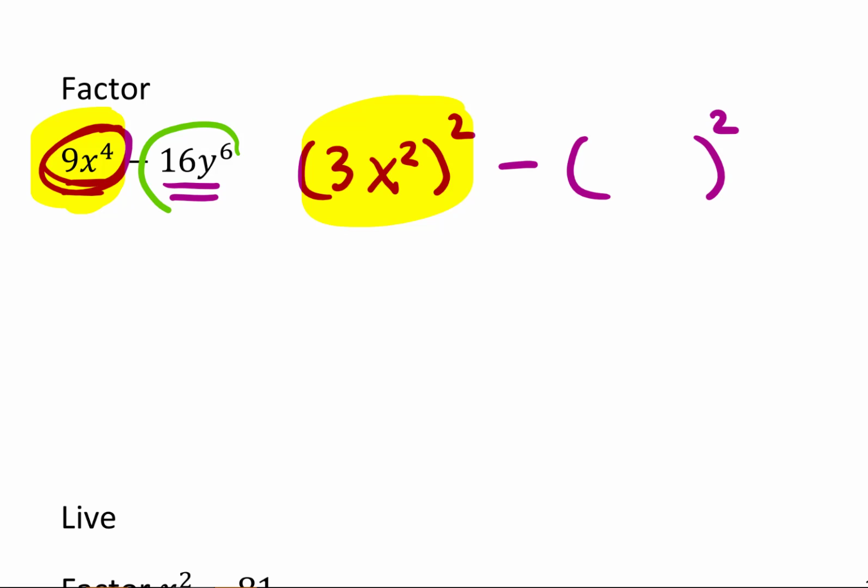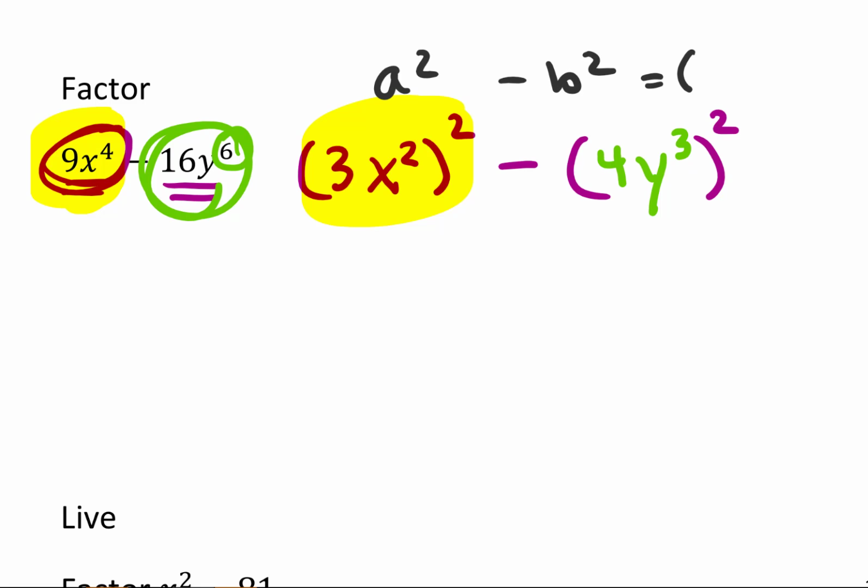Then I'm going to take 16y to the 6. So I have 4, because 4 squared is 16, and y cubed, because if I multiply the exponent of 3 and the exponent of 2 together, I get the 6, which is in the original question. So the formula is a squared minus b squared, and that simplifies to be a minus b, a plus b.